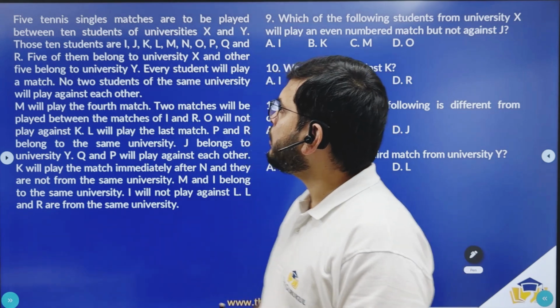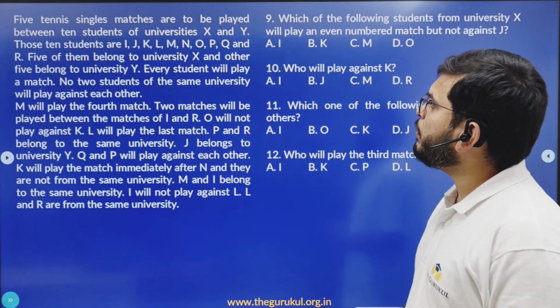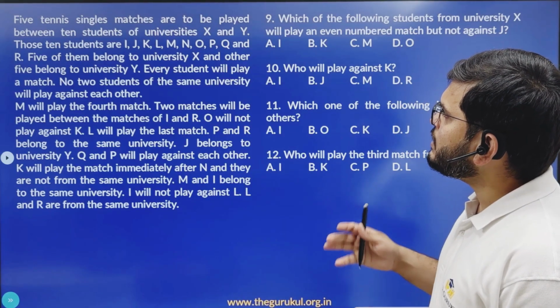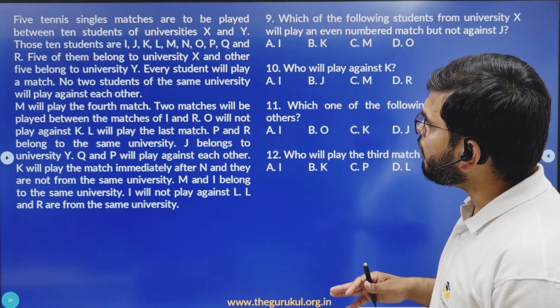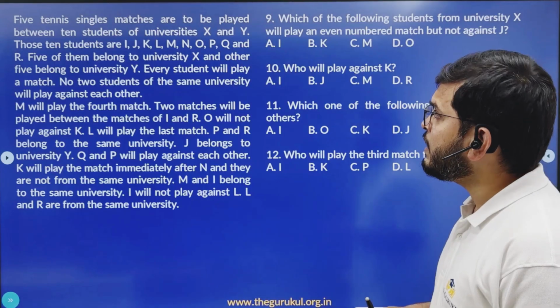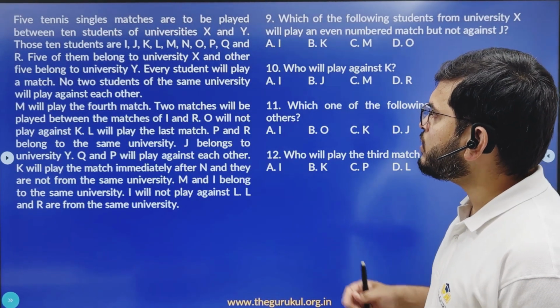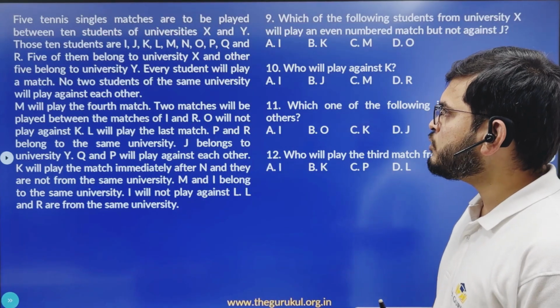Now coming to the third set. 5 tennis singles matches are to be played between 10 students of universities X and Y. Those 10 students are I, J, K, L, M, N, O, P, Q and R. 5 of them belong to University X and the other 5 belong to University Y. Every student will play a match. No two students of the same university will play against each other.